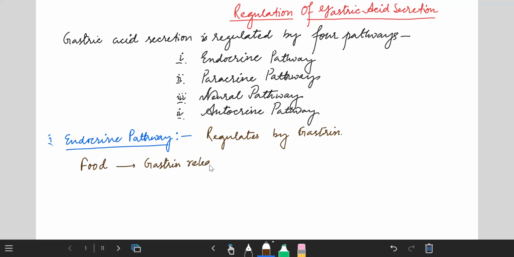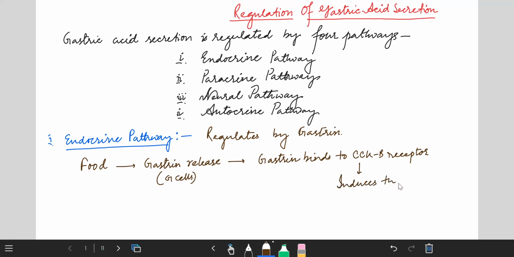So a food particle in the stomach causes gastrin release from the G cells. This gastrin then binds with the CCK-B receptor or cholecystokinin B receptor. As a result, it induces the expression of potassium hydrogen ATPase. As a result, there is an increase in the H plus ion secretion, thus gastric acid formation and secretion occurs.